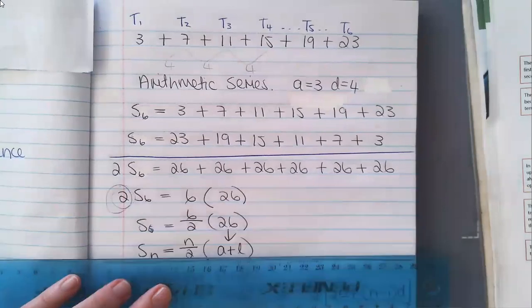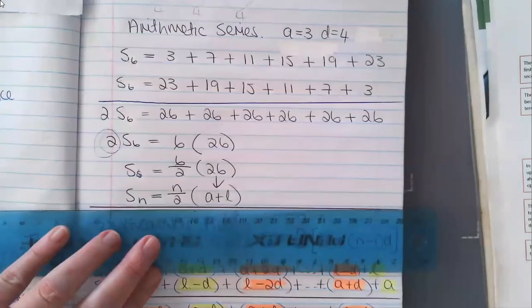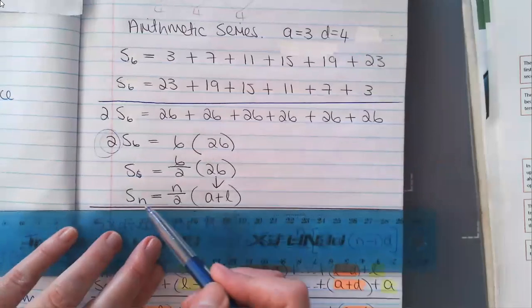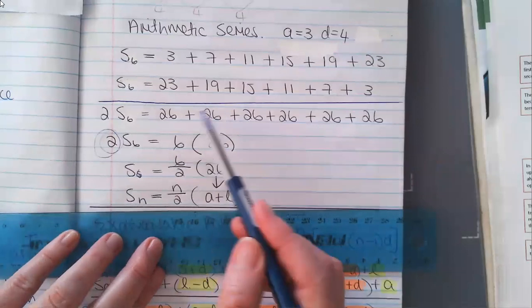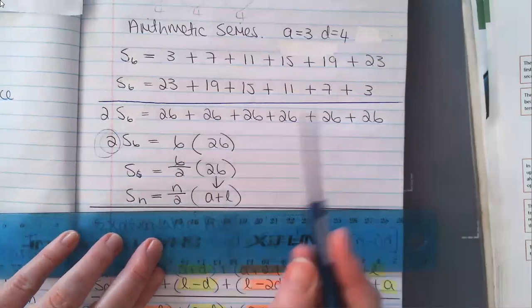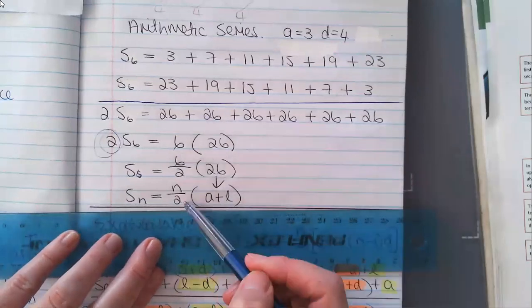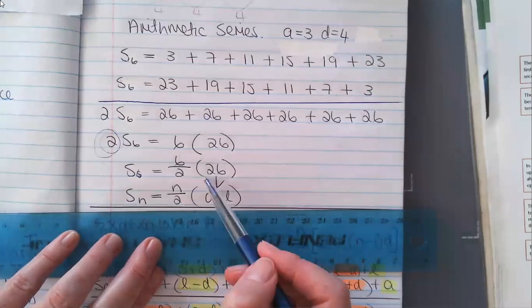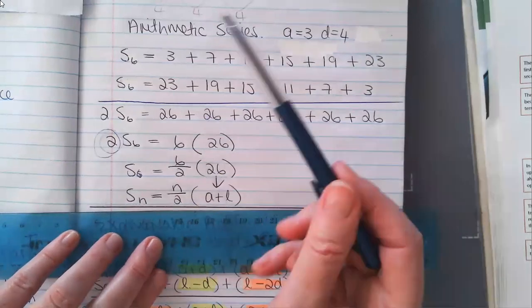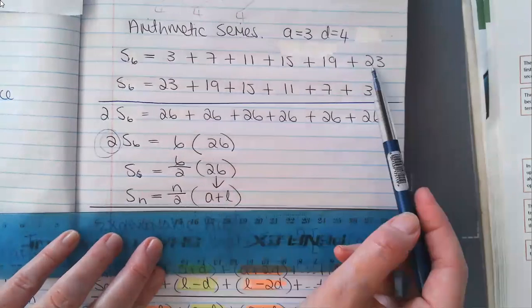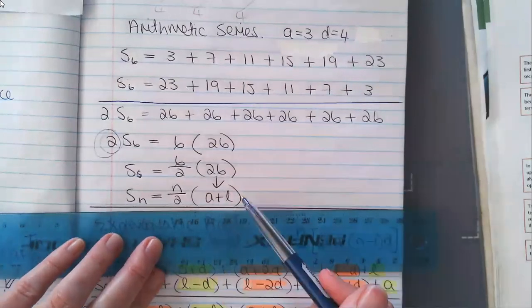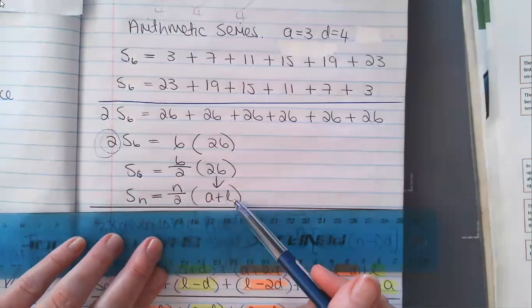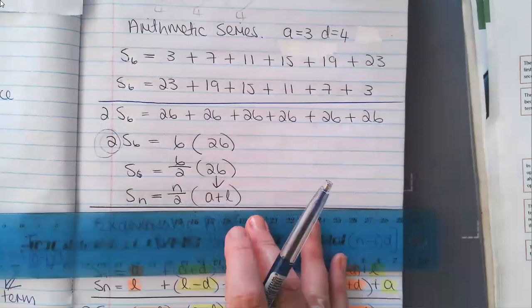So in general, we say the sum of n terms is n over 2, because the 6 is the number of terms that we add together, and the 26 is term 1 plus the last term. The last term we can write as L. First term is A, last term is L.